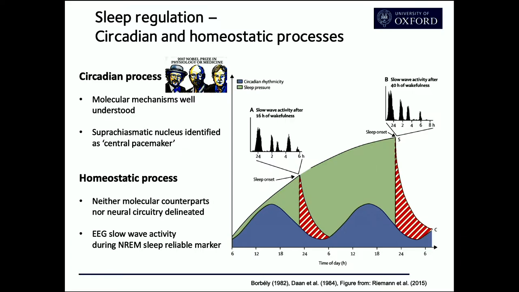But what we know about the homeostatic process is that we have an exceptionally good marker of this process, as represented by EEG slow activity. And I chose this figure for the depiction of the two-process model because it shows that after a normal wake duration, slow activity is increased to a certain extent, but then after sleep deprivation, slow activity would have a marked increase and then decline exponentially in both cases over the duration of sleep.